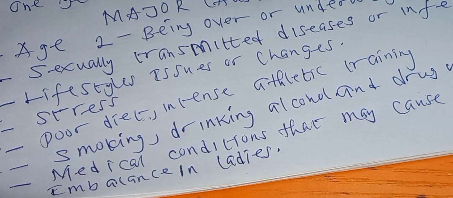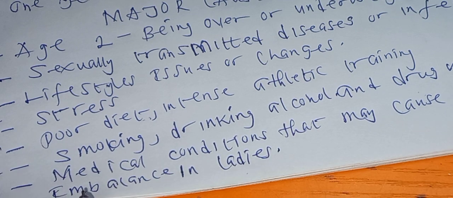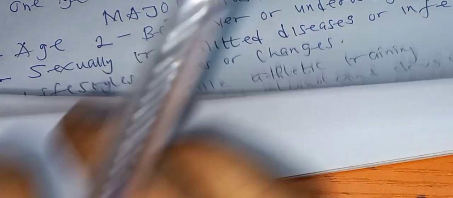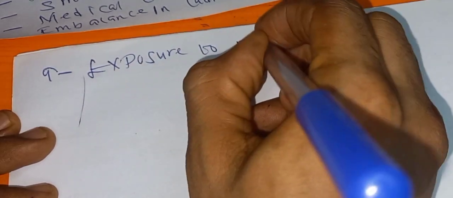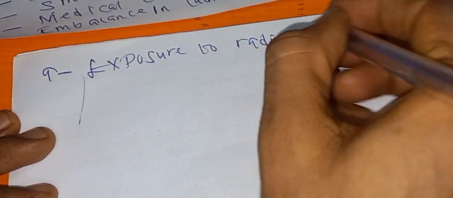Number 9 major cause of infertility is what? Exposure to radiation.